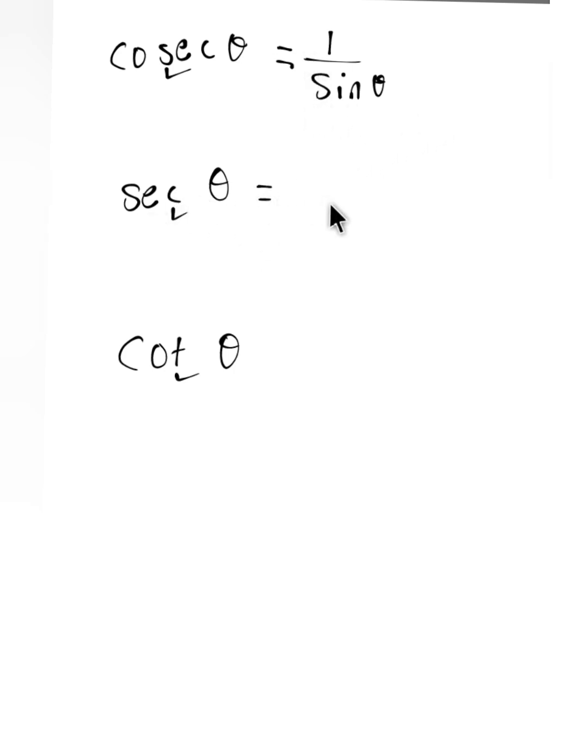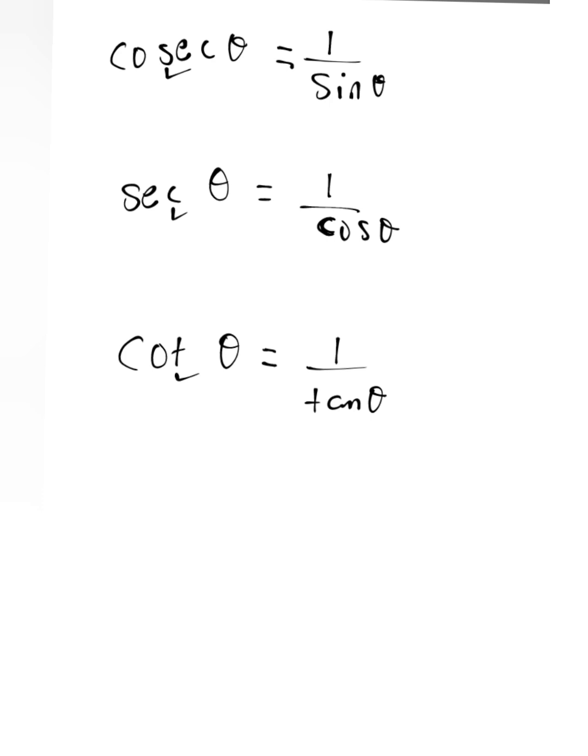While sec theta is the inverse of the function that begins with C, which is cos theta. Hence, sec theta is equal to 1 over cos theta. And cot theta is the inverse of the function that begins with T, tan. Cot theta is 1 over tan theta. It's as easy as this. The inverse of sine, the inverse of cos, and the inverse of tan. With this, it becomes so easy to remember cosec theta, sec theta, and cot theta.